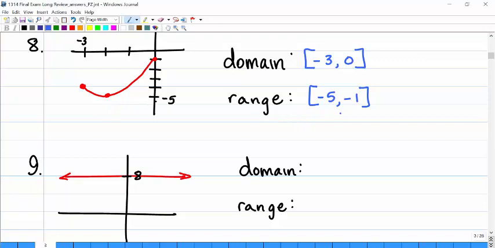For number 9, I see that no matter what x value I pick, I can find a point on my graph. So the domain is going to be all real numbers. But the range is only this one particular y value, y equals 8. So I have braces and just the number 8.